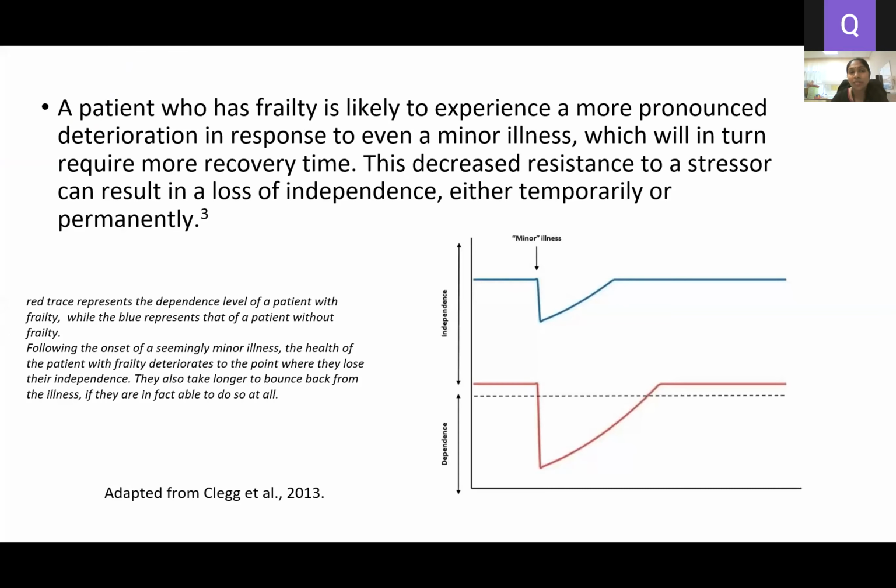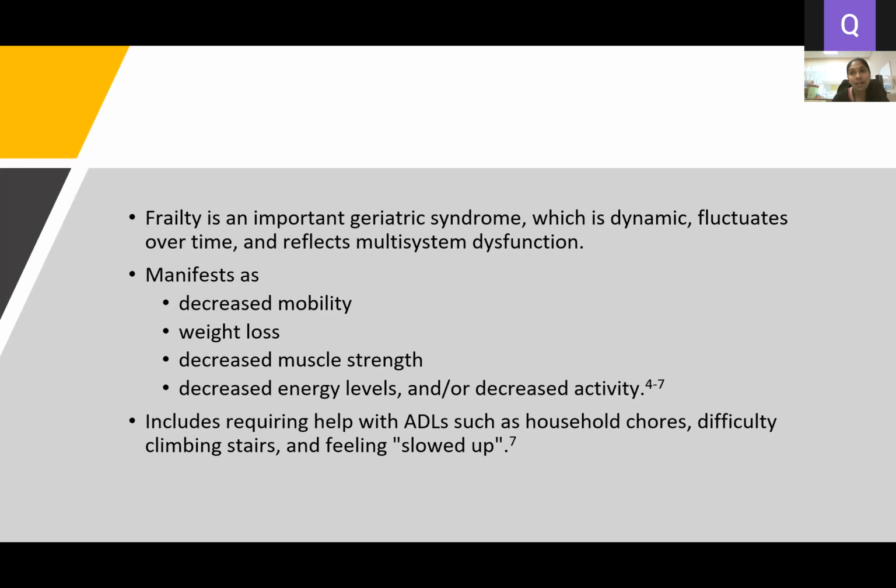So for somebody who has frailty with upper GI problems and somebody with no frailty who has upper GI problems, even though we're going to give them the same kind of assessment and the same kind of treatment, we may not see the same success rate, right? So it can manifest as decreased mobility. They can come in with weight loss, decreased muscle strength or decreased energy levels.